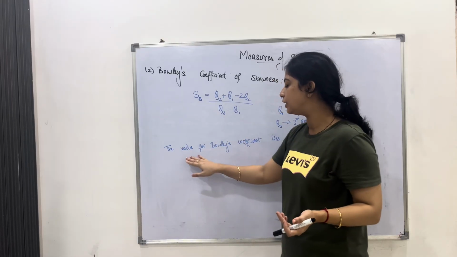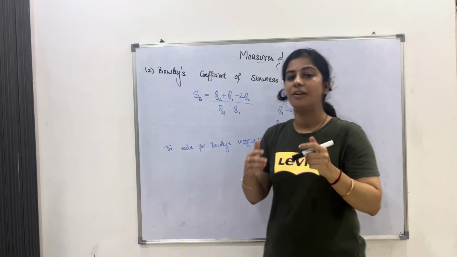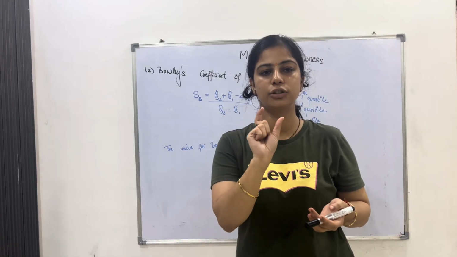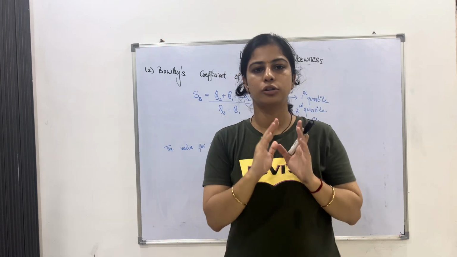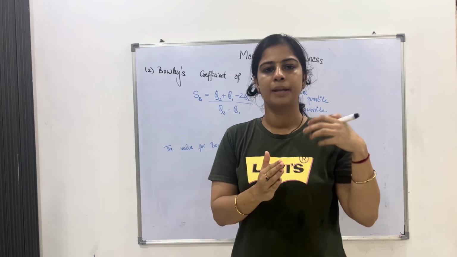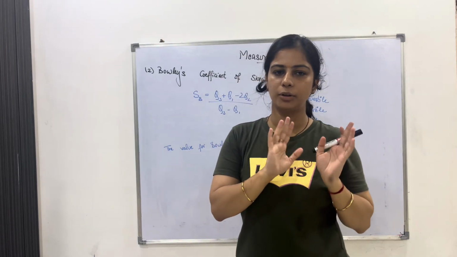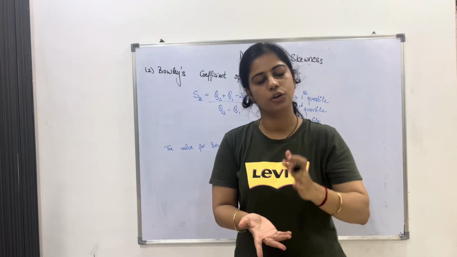Now here again, the value of Bowley's coefficient has to be between minus 1 and 1. After calculating your answer, you will see that the value has to be in the range of minus 1 to plus 1 in case of skewness. So it's like a plus point: whatever answer you're calculating, check whether it is lying between minus 1 and plus 1. In case it is above those numbers, your answer is wrong.